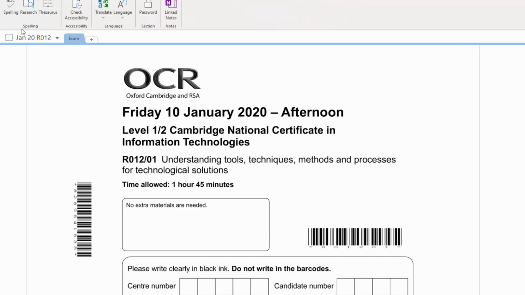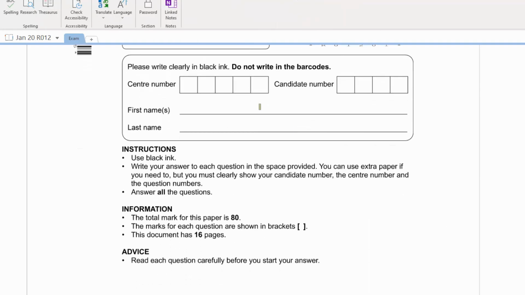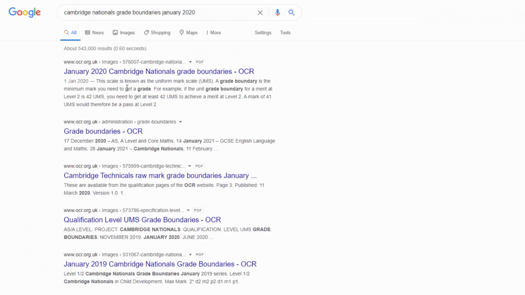ones which are available. I should say this paper is out of 80 marks, and if you do go through it and you are marking your work, which I'd really recommend, you want to then add up the number of marks to see how you did. And in order to see your grade, you need to be looking for grade boundaries for this course. So the grade boundaries are what is telling you how many marks would have got a certain grade. You can just Google Cambridge National's grade boundaries for the exam series.